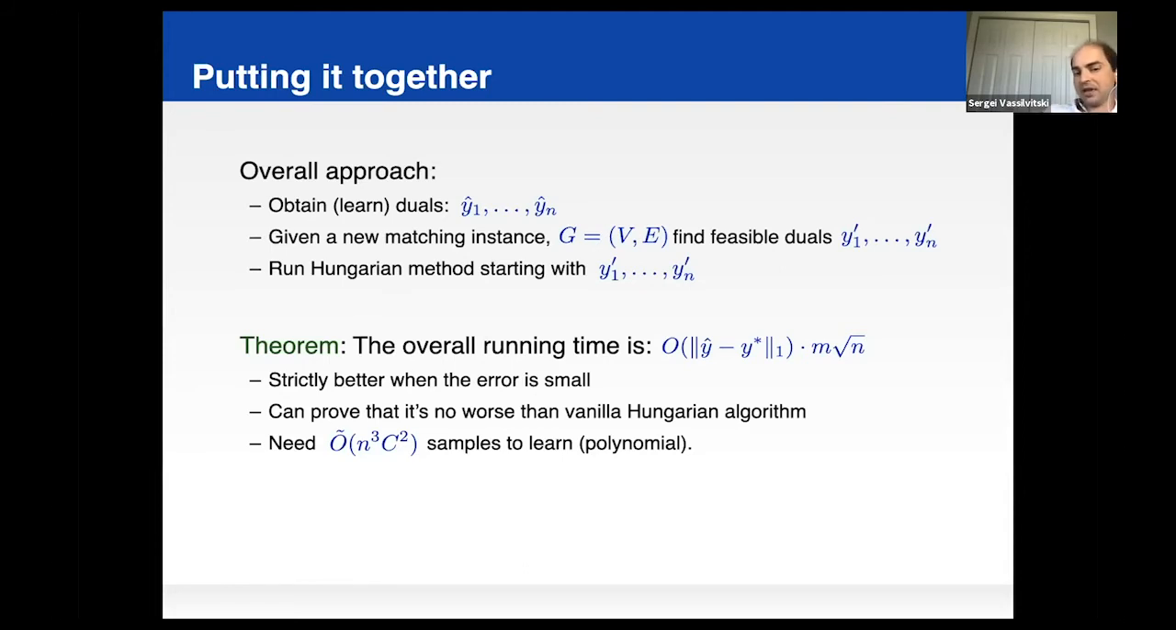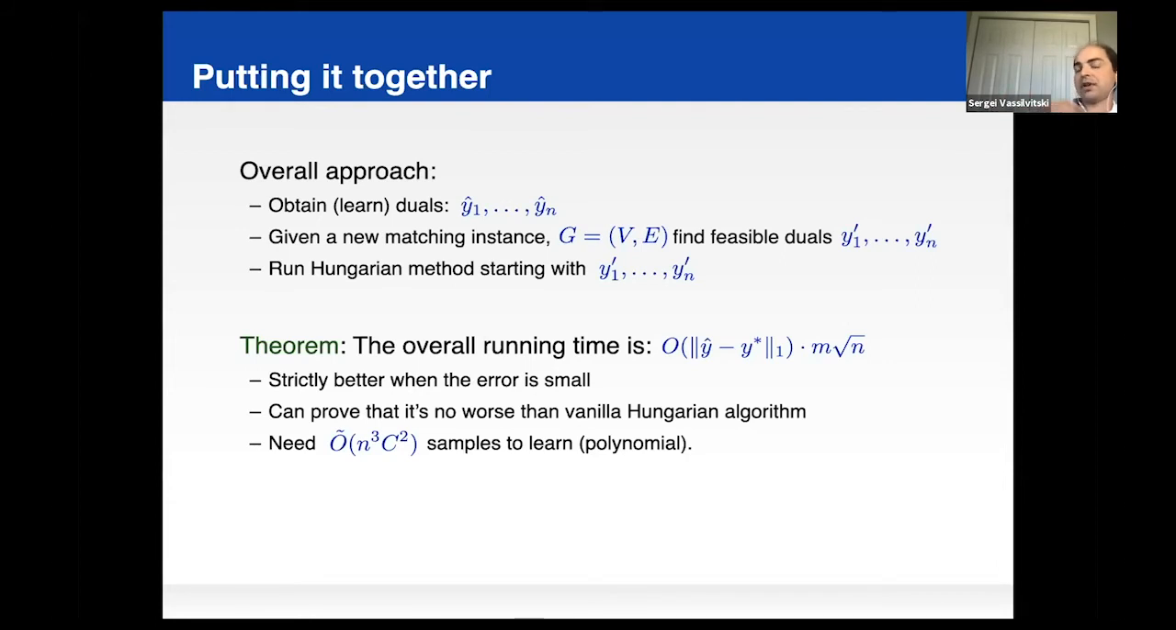And the theorem that ties all of this together says the running time is exactly the error that I have between my predicted duals, the y hats, and the optimal ones for the particular instance, so the y star, times the number of iterations of min-cost max cardinality matching. So when this error is small, I can get below the log C state-of-the-art kind of approaches.